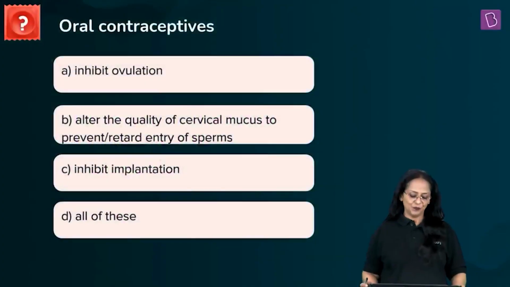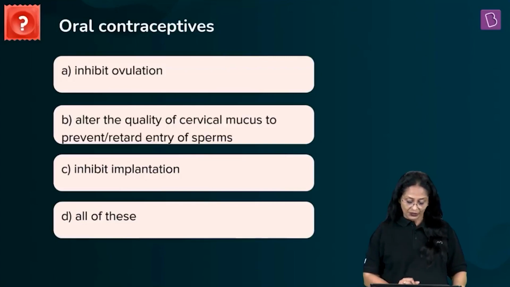A new question for you. Oral contraceptives, need to complete the sentence. A. Inhibit ovulation. B. Alter the quality of cervical mucus to prevent or retard entry of sperms. C. Inhibit implantation. D. All of these.